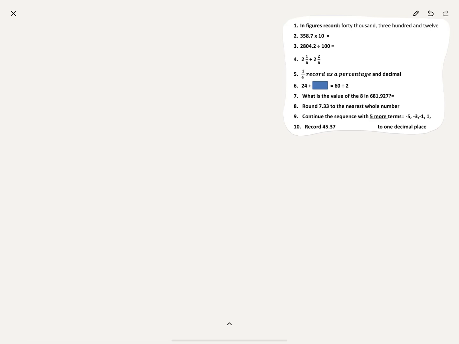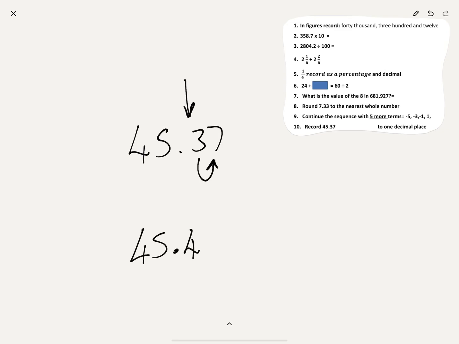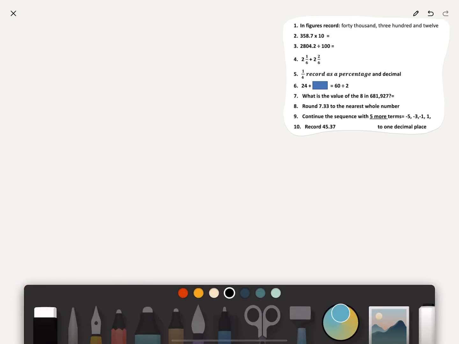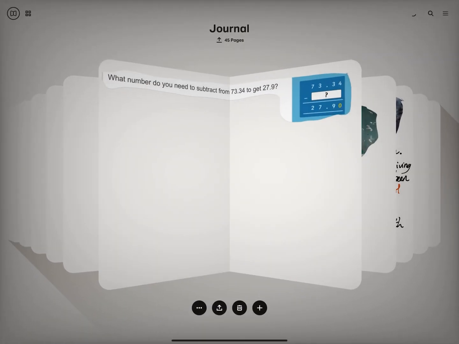Record 45.37 to 1 decimal place. I don't know why there's a big gap there. 45.37, and again I'm going to whiz through this one. That's the place value column you need, so you look at that one there, it's 7, so it rounds up, so it's 45.4. Lovely.